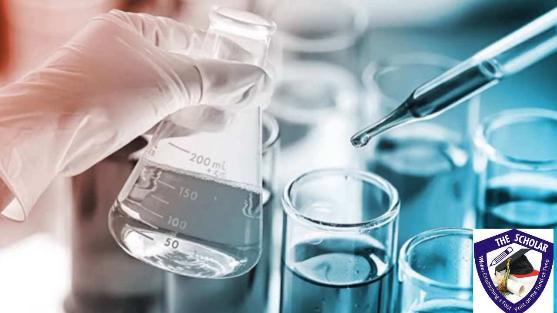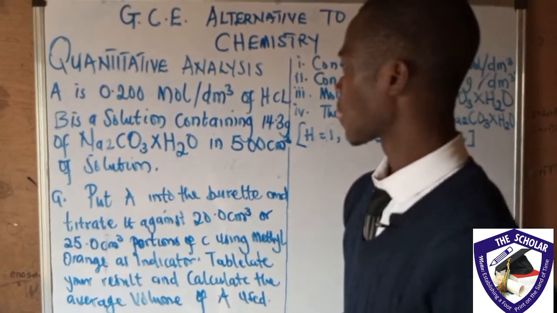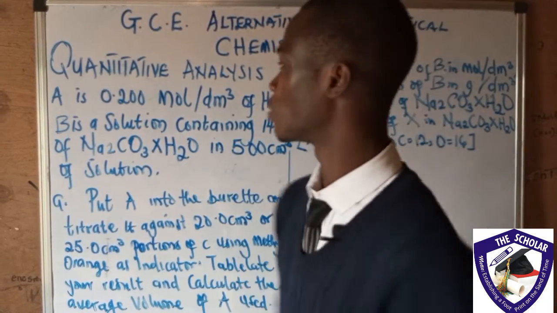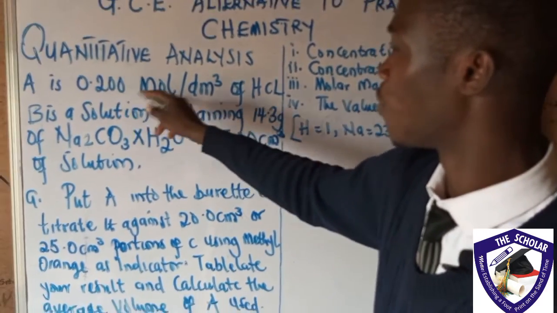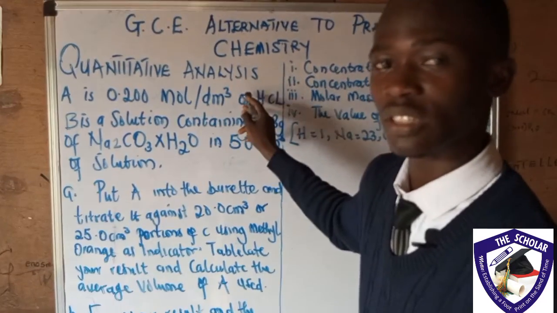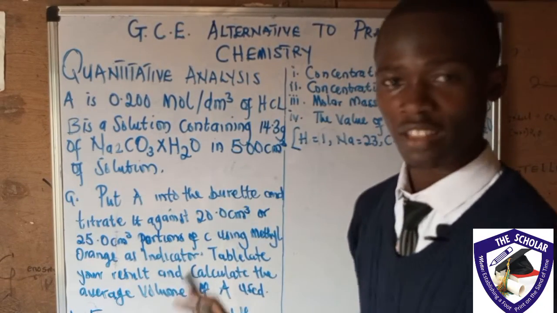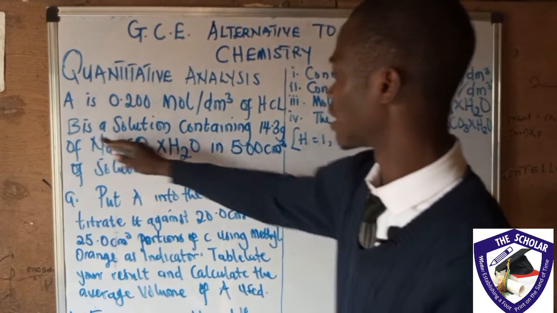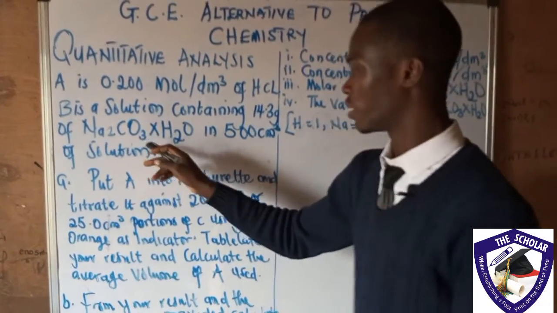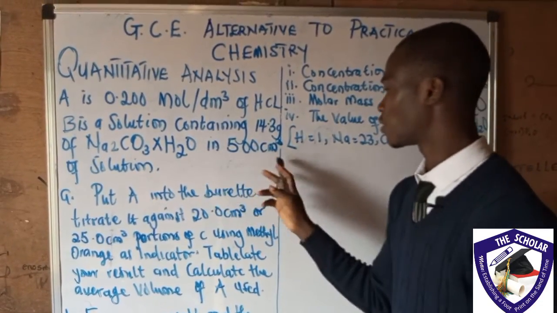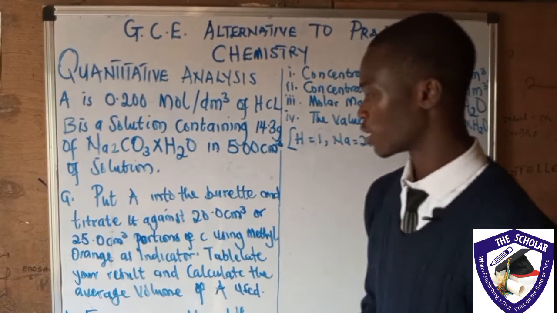Quantitative analysis, from the name quantitative, quanti, is trying to talk about the amount of a chemical component present in a given sample. So we'll be looking at this question today. The question says A is 0.200 mole per dm cube of HCl, hydrogen chloride. B is a solution containing 14.3 gram of Na2CO3.XH2O in 500 centimeter cube of solution.